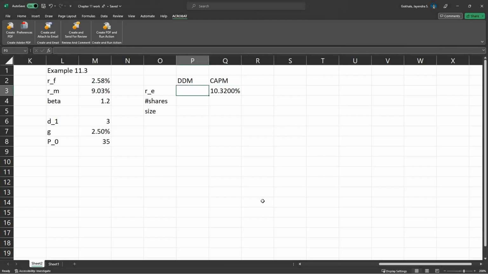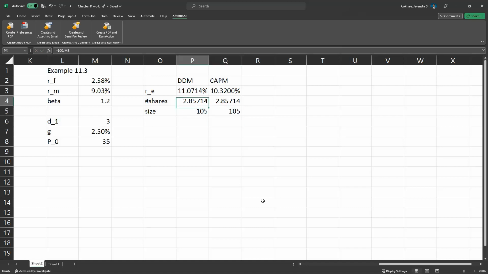Okay, now the dividend discount model says it's D1 divided by P0, plus g, which gives 11.07%. Now the number of shares, well, we need to make an issue of $100. So $100 divided by the per share cost of 35 is approximately 2.85. But since we cannot issue partial shares, we have to issue 3 shares. So the size is 3, times the per unit share price of $35. So 105 is the value of this issue.